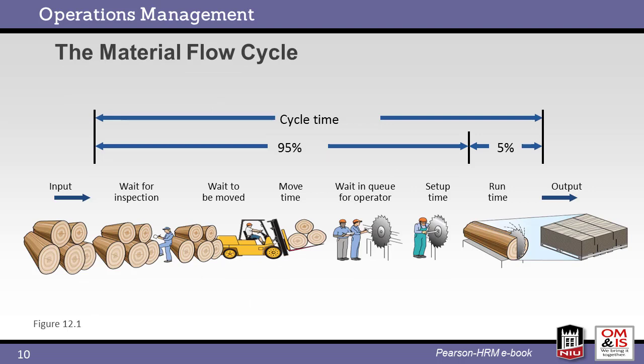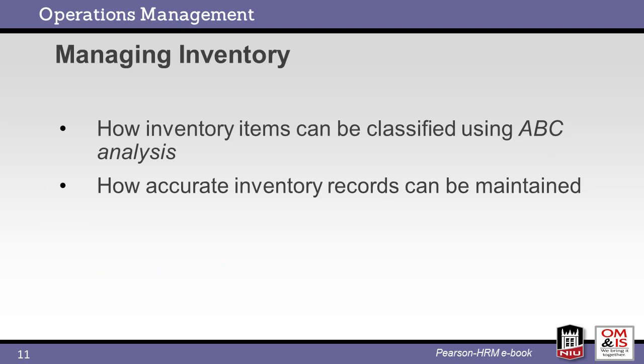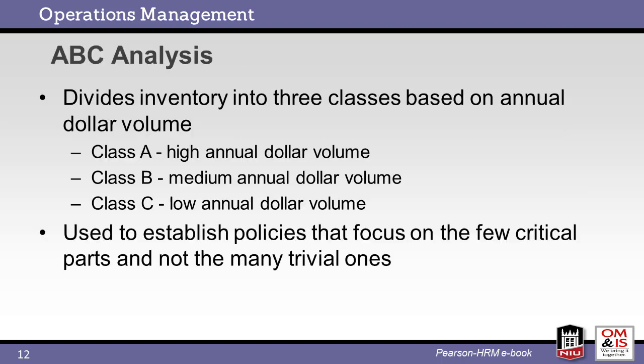This diagram shows the flow of inventory from raw materials through finished goods. We see that the vast majority of the time is spent prior to actual production. Since inventory can make up such a large cost for an operation, it is important that inventory be effectively managed. Accurate inventory data is used to perform an ABC analysis.